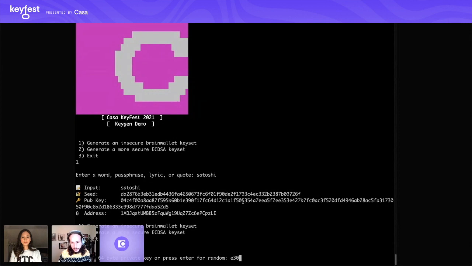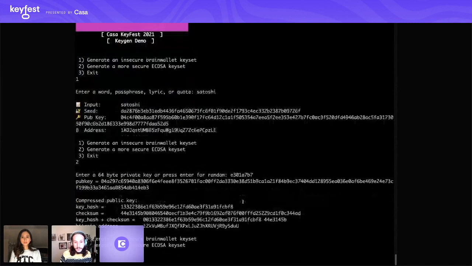Well, regardless, if you ended up putting a bunch of hex information in here, it should be 64 characters, or 32 bytes. We can generate keys off of that as well, and we can get the pub key. We can go through all of the hashing mechanisms that we talked about earlier, and then eventually we get to a Bitcoin address.